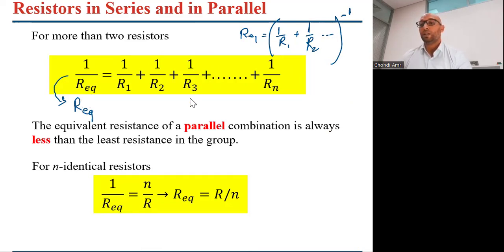So we are done with this part. In this parallel combination, the equivalent resistance is always less than the least resistance in the group.